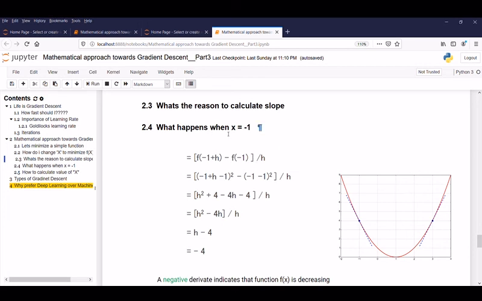Let's see when x is minus 1. Here f of x is decreasing, which means we are on the right track. You continue to increase the weight. This is the purpose of the gradient. It tells whether to increase or decrease the weight, and that's the reason a new formula comes into the picture.